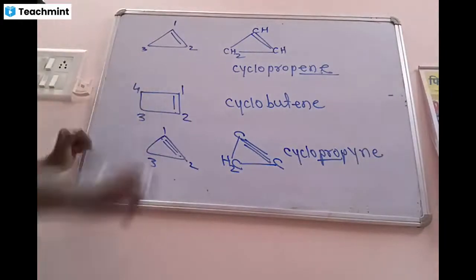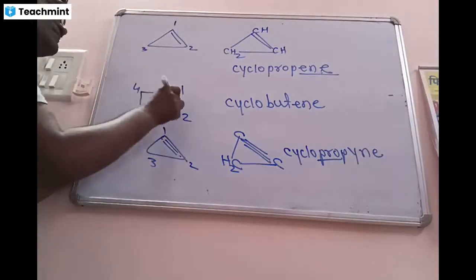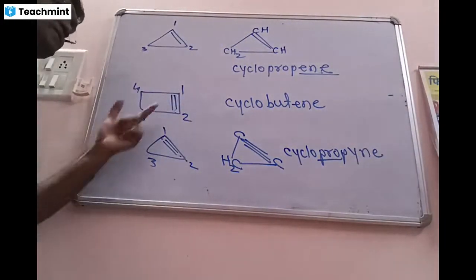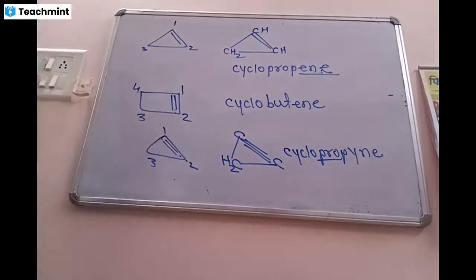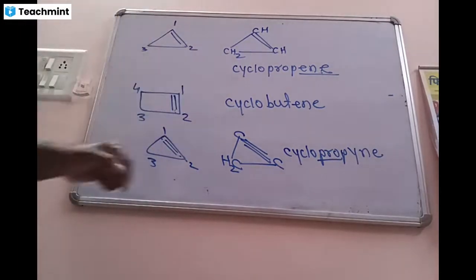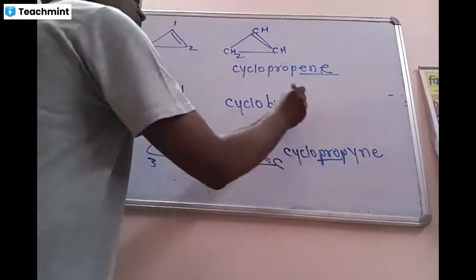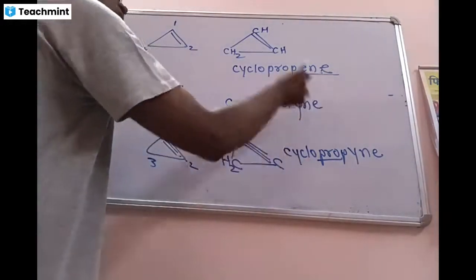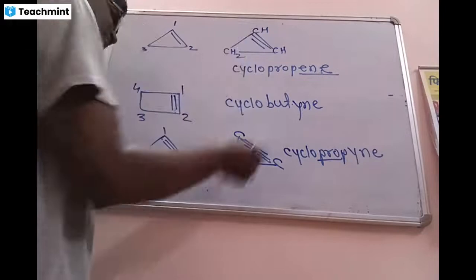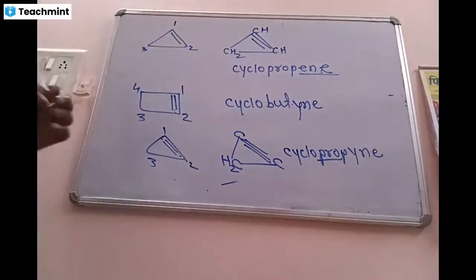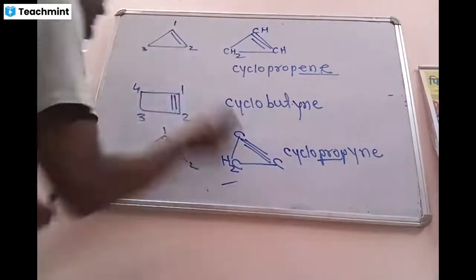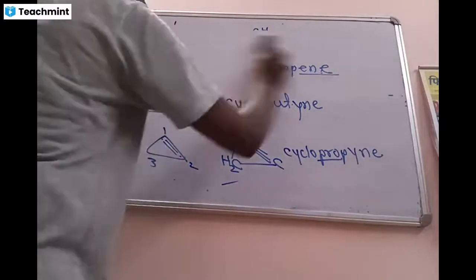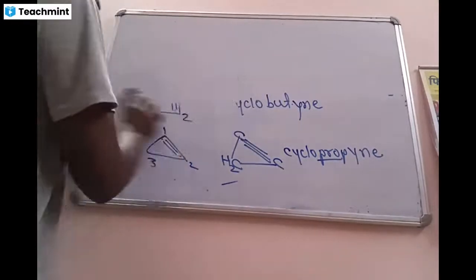If you go here, then this will be cyclo. This will be cyclobutene. Now that becomes yne. That becomes cyclobutyne. If you go here, then ये हो गया, नीचे कर लिया हमने. So cyclo prefix हम कहाँ लगाएंगे? जहां पे there is a closed chain of carbon atoms.